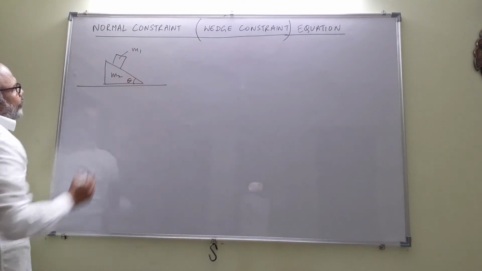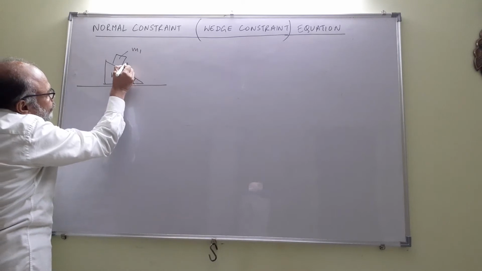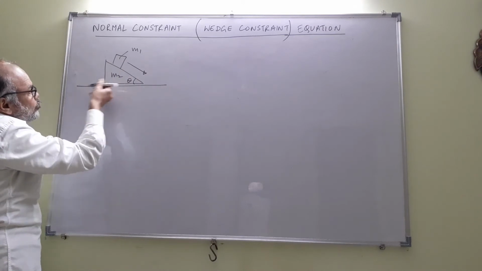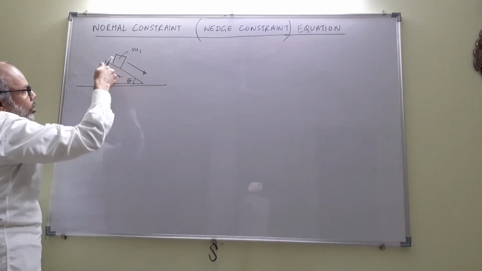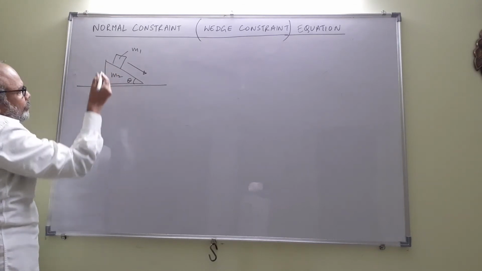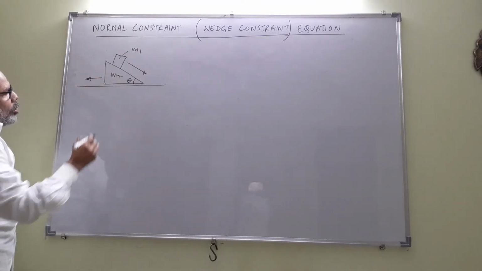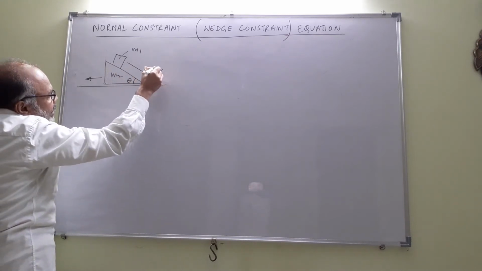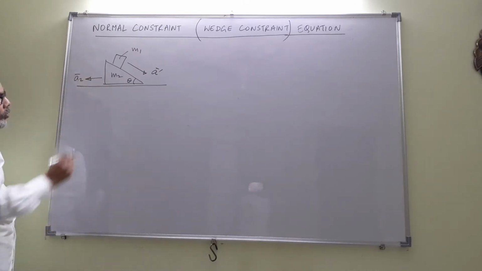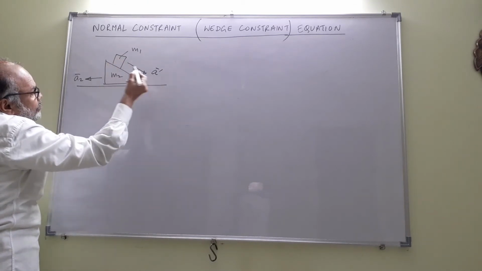So here what you are going to find is that this block will of course slide down the incline of the wedge, and the wedge will move towards the left, because the normal force by the block on the wedge will have a horizontal component which points towards the left. Now if we call this acceleration a dash with respect to the wedge, and a2 is the acceleration of the wedge, then the absolute acceleration of m1 is the vector sum of these two.